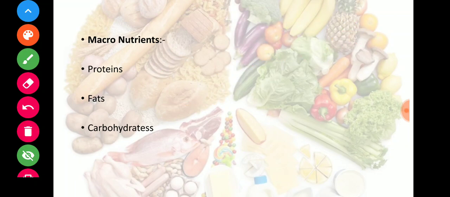Now we will talk about the carbohydrates. So what are carbohydrates? Carbohydrate is the main source of energy to perform our day to day activities. Carbohydrate is also essential for the oxidation of fats and for the synthesis of certain non-essential amino acids. Sugar, starch, and cellulose are the sources of carbohydrates.